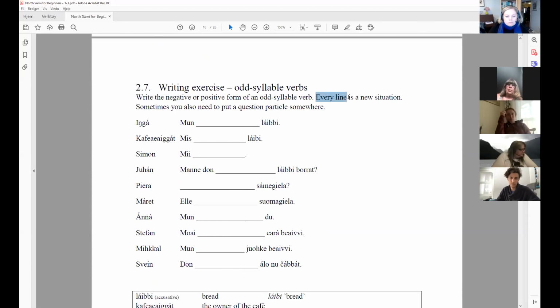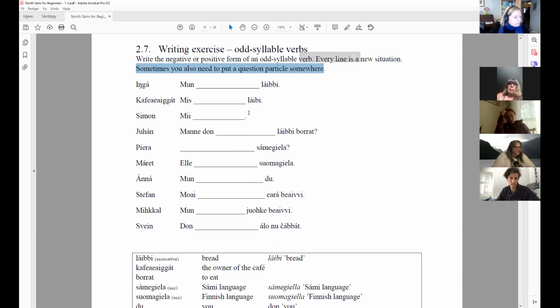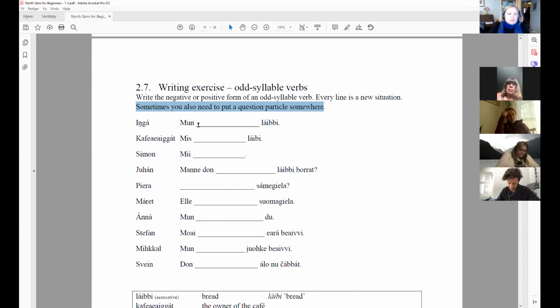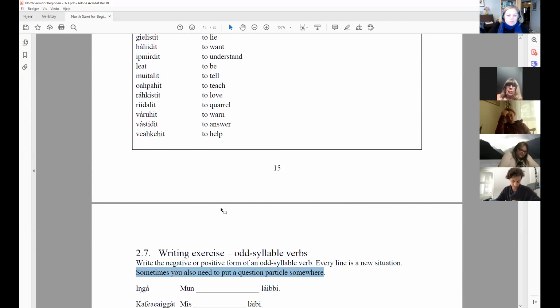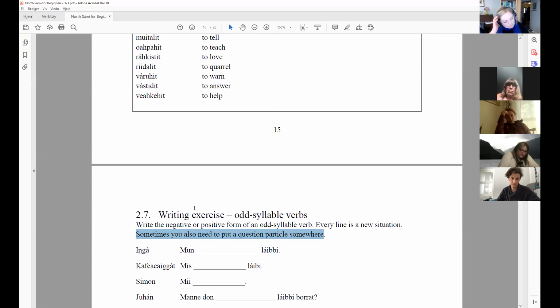And it says that every line is a new situation. And sometimes you also need to put a question particle somewhere. Mon, and then laipi is bread, you see it down here, and up there you could say either I want bread or I don't want bread, or mon, I love bread or I don't love bread, and you can try like that.